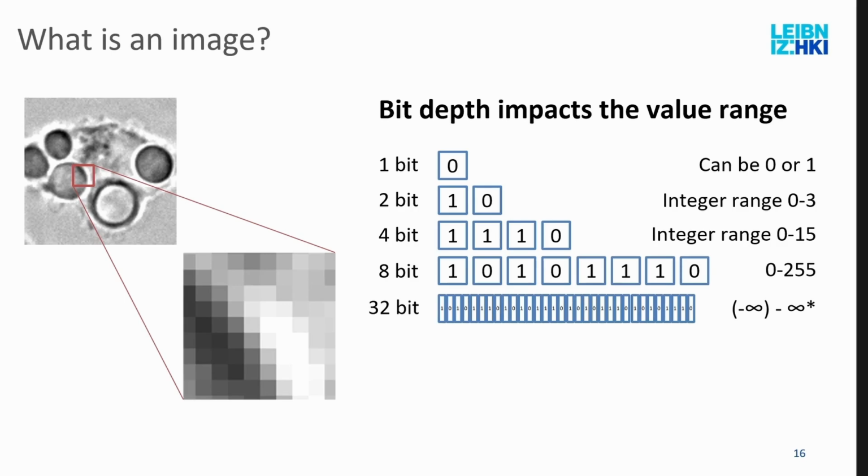Then we have also 32-bit images, and they are a bit interesting as well. So we have 32 bits of storage, but theoretically you can go from minus infinity to infinity in the allowed value range. They have some constraints, though: they basically get less precise the further away you are from zero.